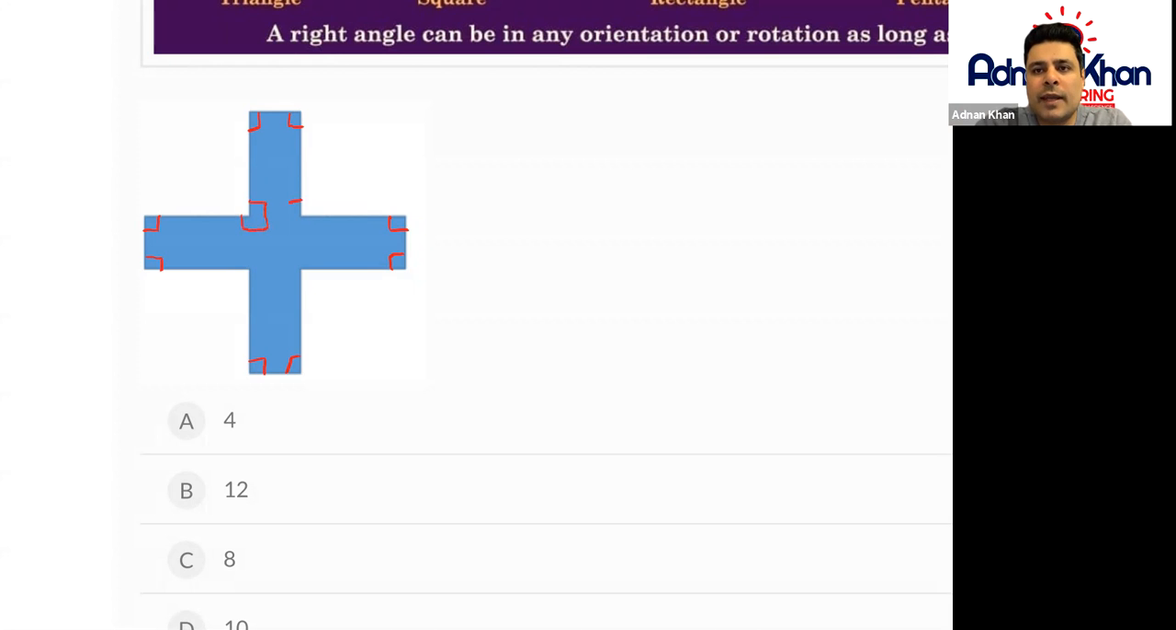We can't really make any other right angles. These are not right angles, by the way. Okay, so let's just delete these and work out how many we have altogether. So we have 1, 2, 3, 4, 5, 6, 7, 8 altogether. So I will go for 8 internal right angles for this particular shape.